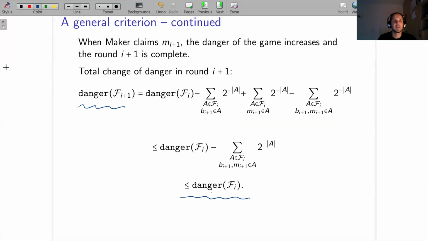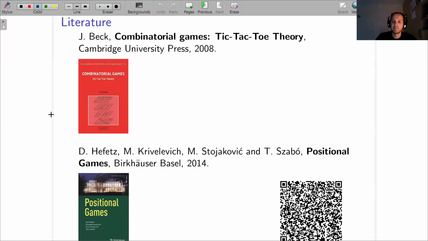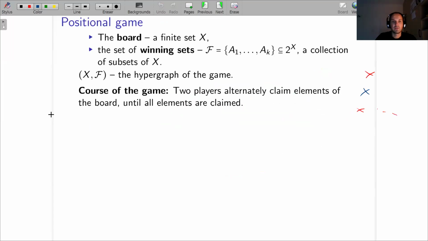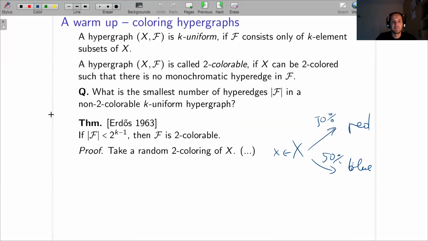So if we look at the course of the game, before these two moves, the danger can only go down or stay the same. And initially it was less than 1. Oops, sorry. I just have to get back to there.